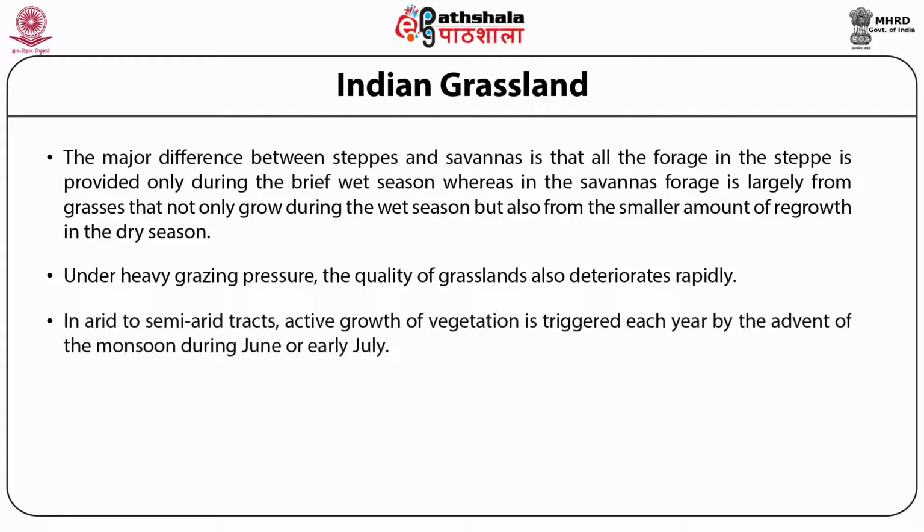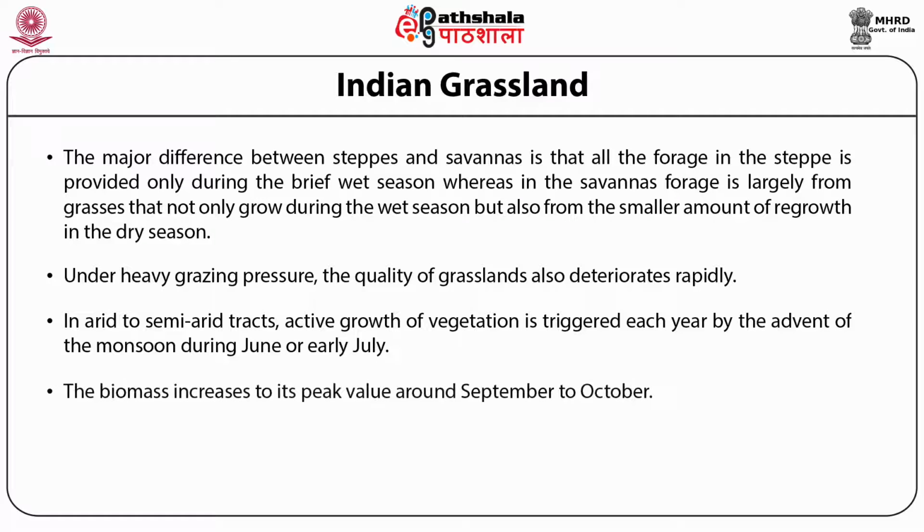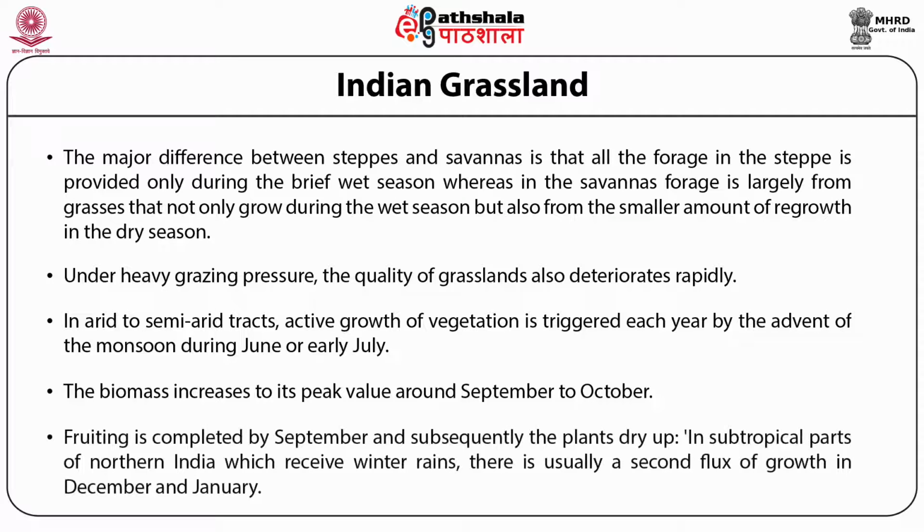In arid to semi-arid tracts, active growth of vegetation is triggered each year by the advent of the monsoon during July or early July. The biomass increases to its peak value around September to October. Fruiting is completed by September and subsequently the plants dry up. In subtropical parts of northern India, which receive winter rain, there is usually a second flux of growth in December and January.